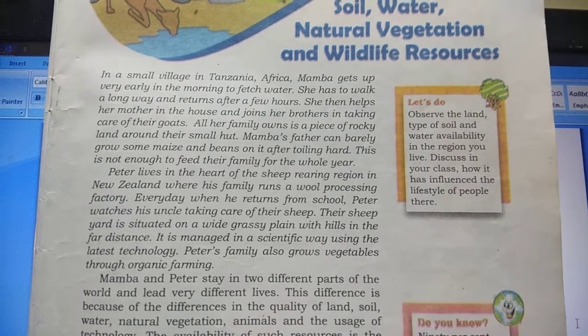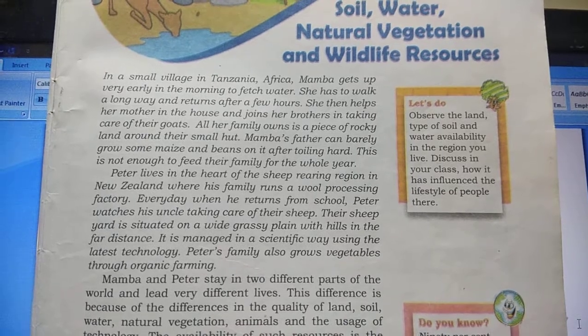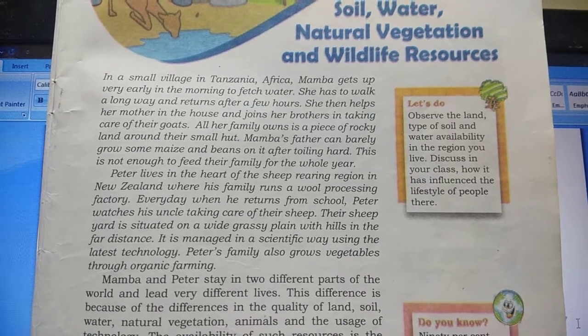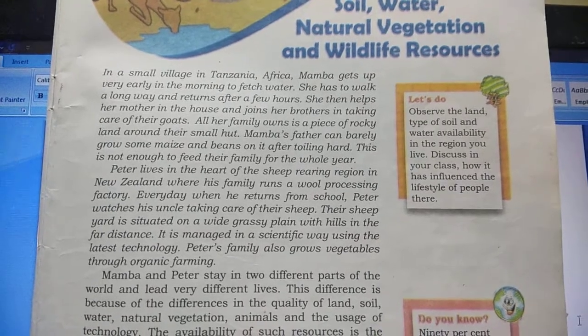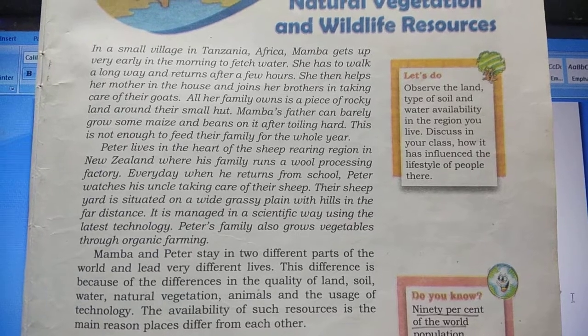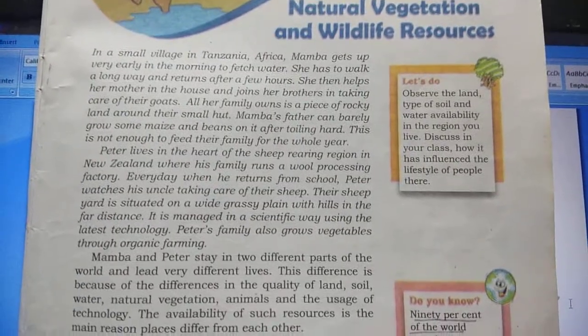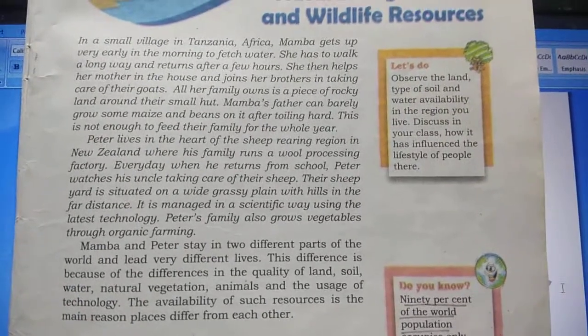It is due to the quality of land. You see, they are also growing the same things, but they are poor, but Peter's family is rich. It depends on the quality of land, the soil, the water availability, the natural vegetation, the animals, and the usage of technology. So due to these, you can see how they lead different lives.